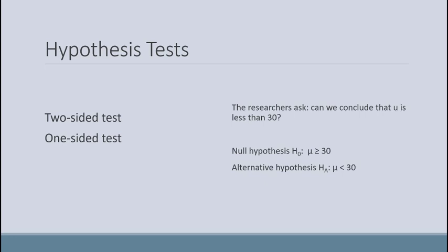by the researcher. Suppose instead of asking if they could conclude that mu is not equal to 30, the researcher had asked, can we conclude that mu is less than 30? To this question, we will reply that they can so conclude if they can reject the null hypothesis that mu is equal to or greater than 30.